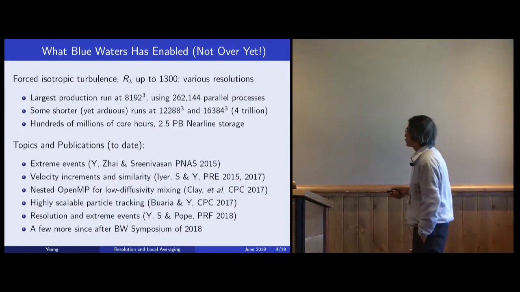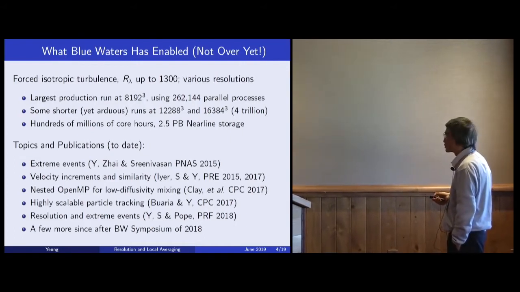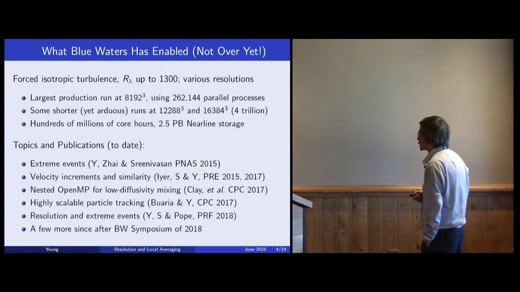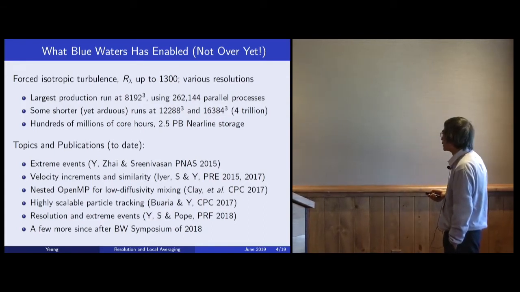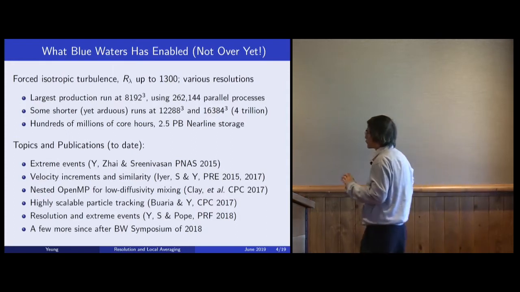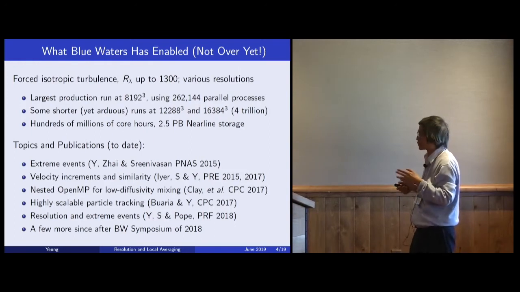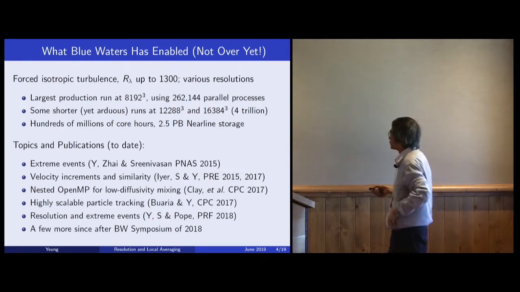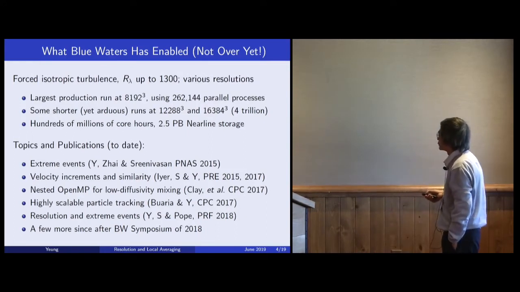So what has Blue Waters enabled for us? We have focused on a relatively simple turbulent flow, unlike the last 3 talks with important problems concerning turbulent boundary layers. Now we have isotropic turbulence. So we just focus on disorder. We think about disorder as statistically the same in every direction. We have a Reynolds number based on the Petascale. And we have the largest production run, 8192 cubed.